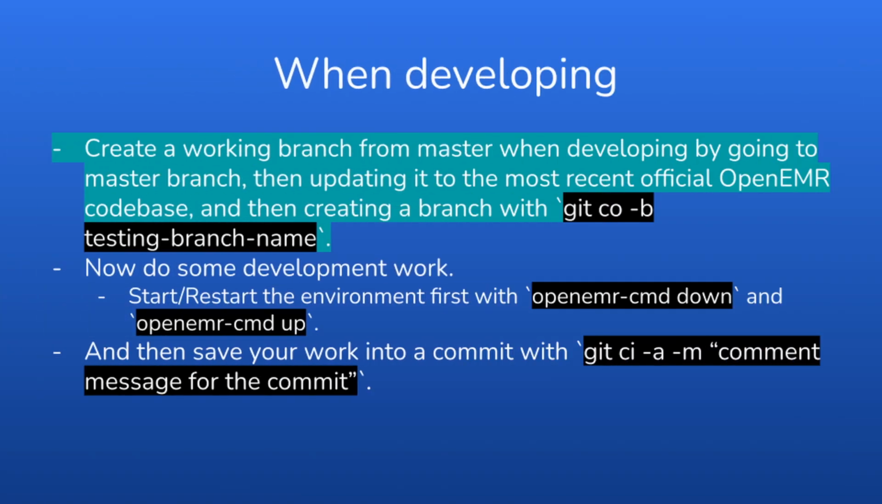So now we're going to show the best way to develop using branches in Git. First, we're going to show how to create a working branch from master when developing, which you generally do by going to master, updating that master to the most recent official code base, and then you make a branch from that, which you can then work from.